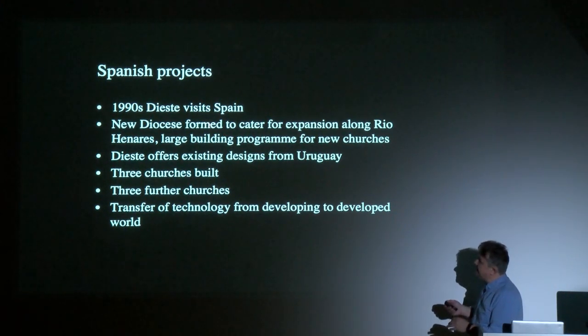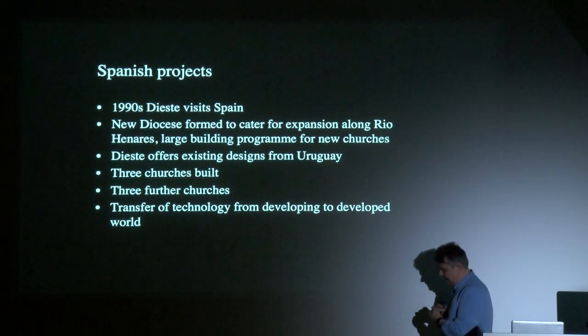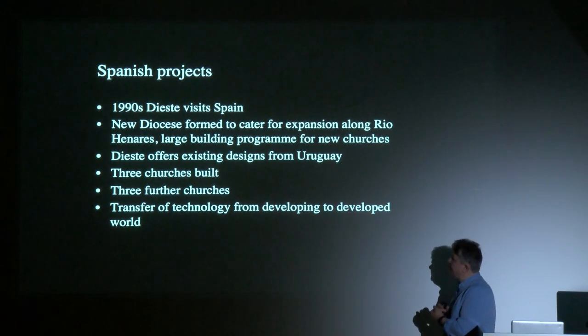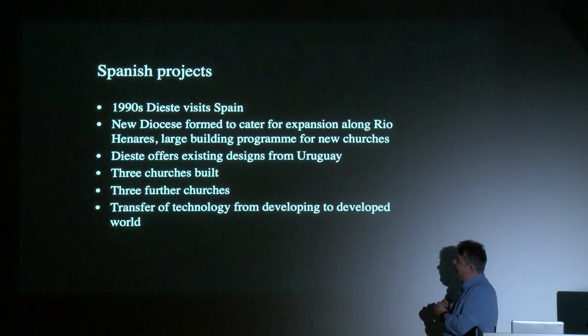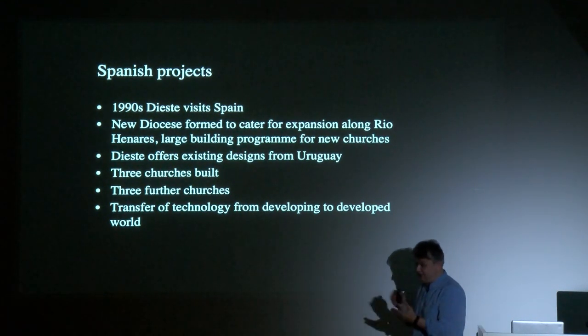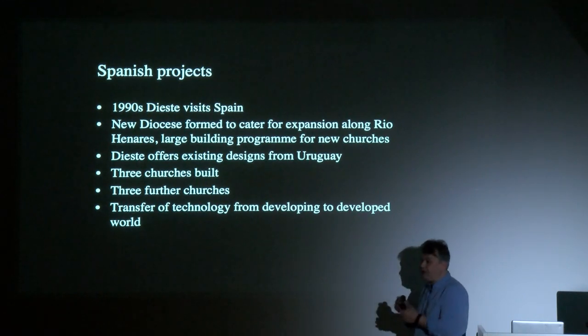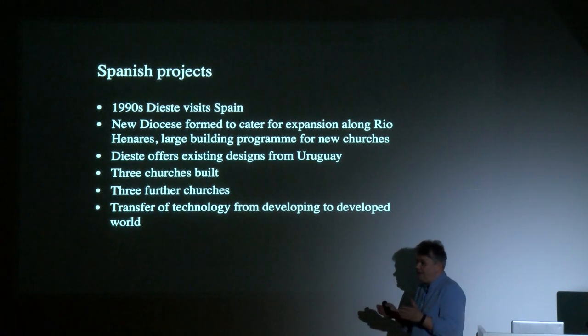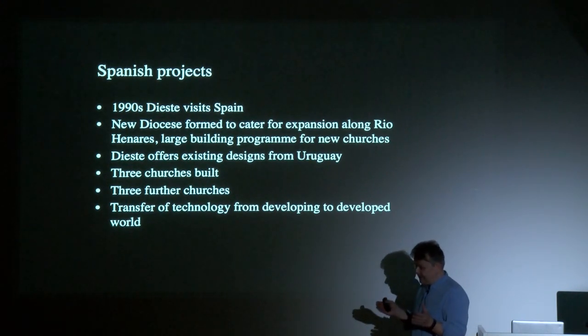In the 1990s, Dieste visits Spain. He was involved with the people in Alcalá, the university in Alcalá. And he was there talking about rehabilitation and patrimony. And one of the persons that he met was the architect for the Catholic Church in Alcalá. And they were talking about building a new diocese. And in this new diocese, they said, well, we're going to have to build, I don't know, 10, 12 new churches, but we don't have any money.